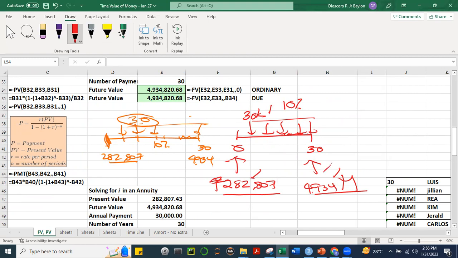All right. So when you're computing for the interest, you only need two cash flows. It's either the present value and the annuity, or the annuity and the future value, or in fact, you can use the present value and the future value.